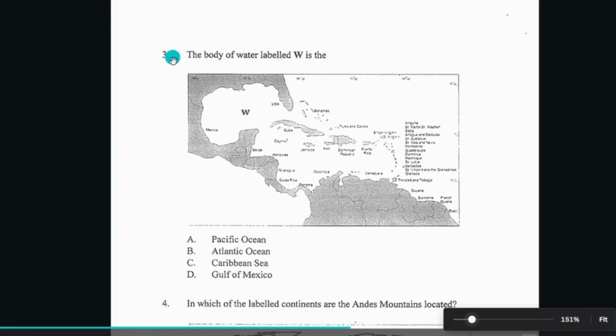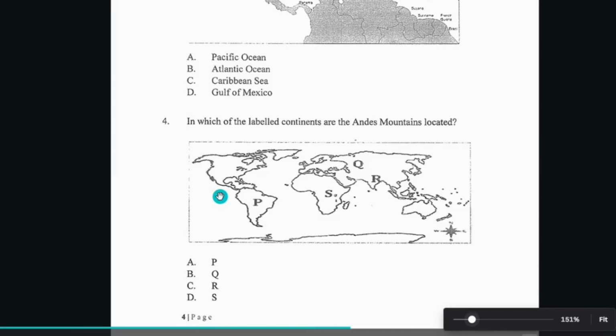So number 3, the answer would be D. So W, Gulf of Mexico, right? Let's move on to number 4. So number 4, in which of the labeled continents are the Andes Mountains located? You need to know your continents. You need to know them. So they have P, S, Q, R.